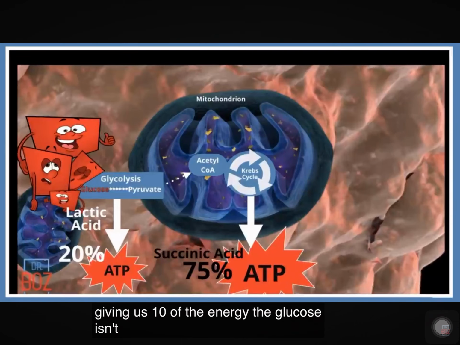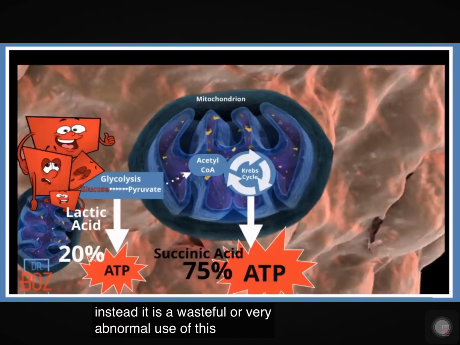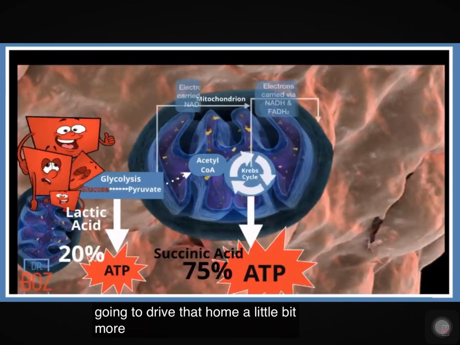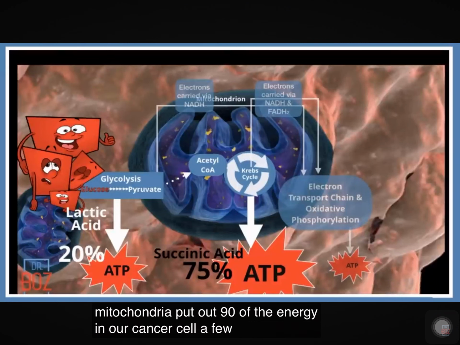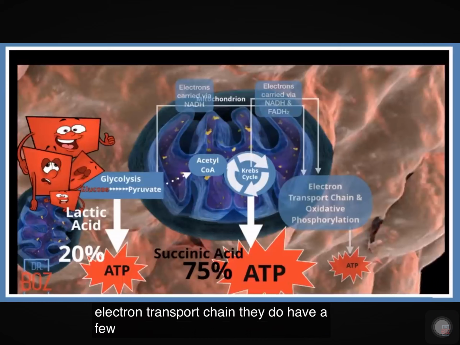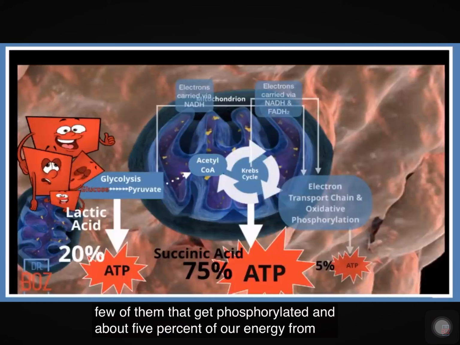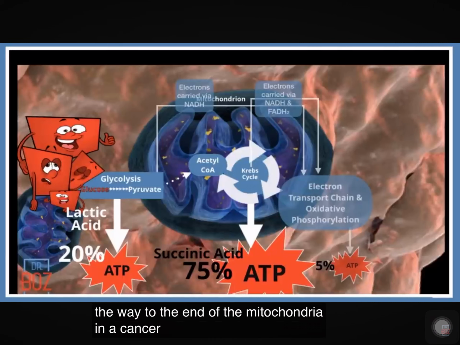The glucose isn't a different molecule for these mitochondria in the cancer cells, but instead it is a wasteful or very abnormal use of this fuel. And we're going to drive that home a little bit more. The other part where our healthy mitochondria put out 90% of the energy, in our cancer cell, a few of those electrons carry energy down to the electron transport chain. They do have a few of them that get phosphorylated, and about 5% of our energy from that little bitty fuel that made it all the way to the end of the mitochondria in a cancer cell is used.